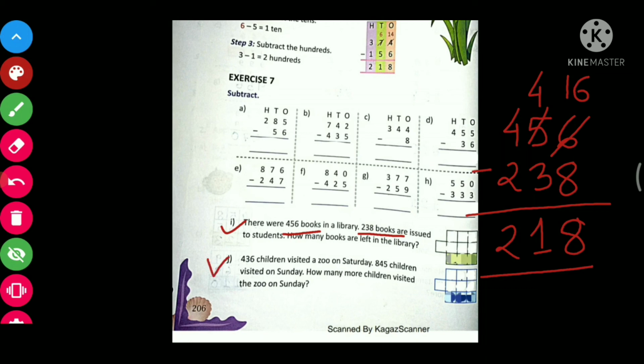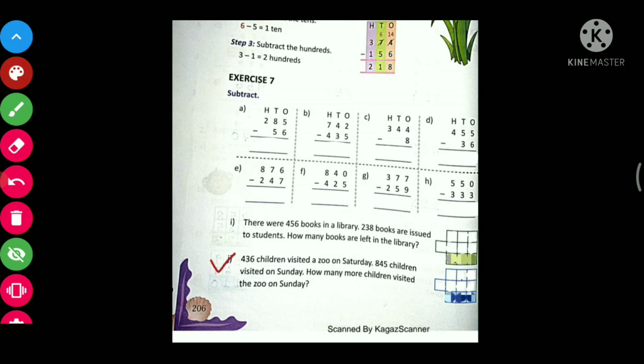Now see J part. 436 children visited a zoo on Saturday and 848 children visited on Sunday. How many more children visited the zoo on Sunday? So we have to find out how many more. If this type of question comes, we'll always do what? Subtraction. We'll write the bigger number first. So 845 and then we'll write 436. Now we'll subtract these two numbers.